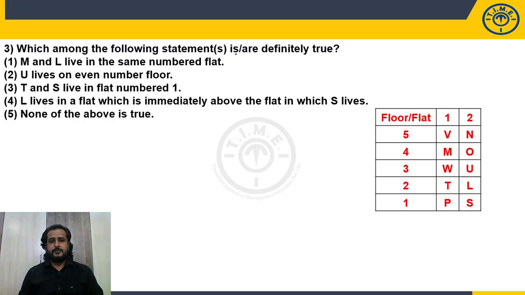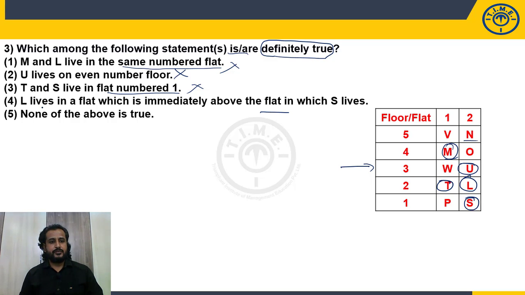Which among the following statements is definitely true, they are asking. M and L live in same numbered flat? No. Different. Sorry, M and L. Different. U lives on even numbered floor? No. U lives on odd number floor, third floor. T and S live in flat numbered one? T is okay, but not S. So this is also false. L lives in a flat which is immediately above the flat in which S lives. Check it. Is L immediately above S? Yes. So the fourth one is true. So choice 4.